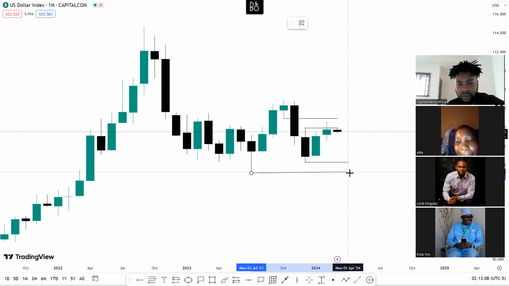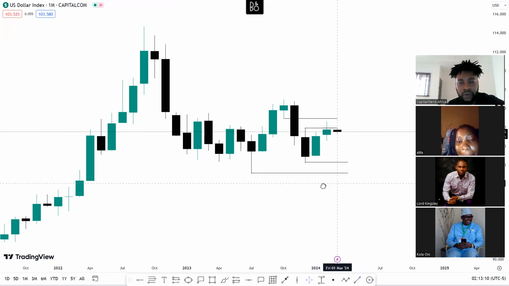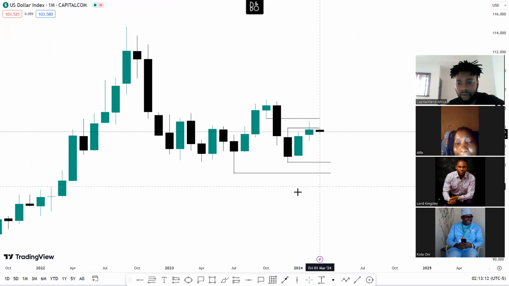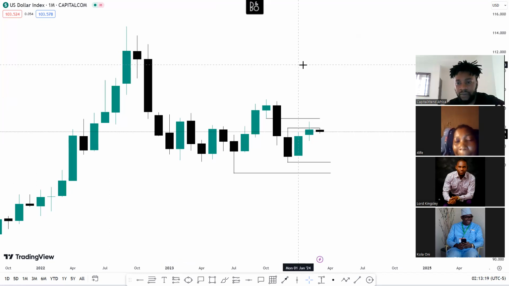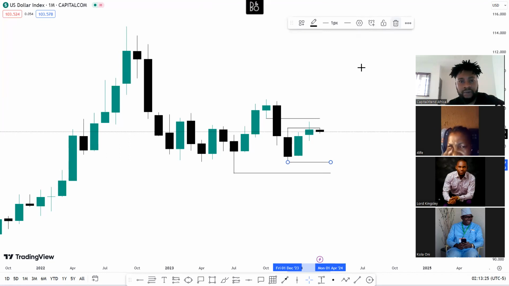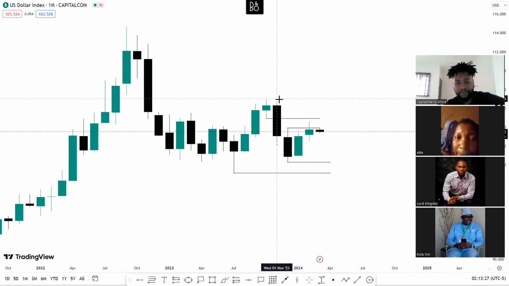So from what we are seeing on the monthly time frame, we can say that the dollar is bearish from the monthly time frame. So let's quickly take a look at the weekly time frame and see what we're going to get from it.